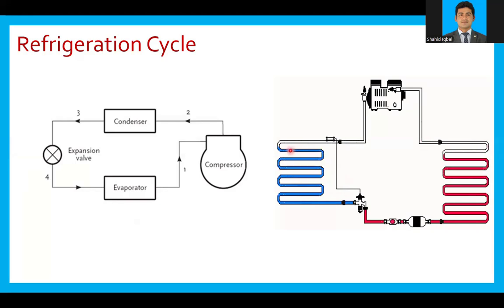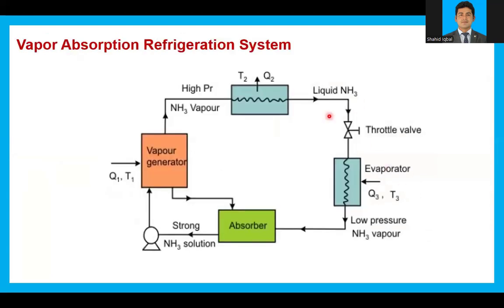So after evaporation, the refrigerant returns to the compressor and the cycle repeats. There is the vapor absorption refrigeration system. So जैसे कि हमने पहले डिस्कस किया कि वेपर कंप्रेशन रेफ्रिजरेशन सिस्टम में जो कंप्रेशन का काम कंप्रेसर कर रहा है उसकी रिप्लेसमेंट यहाँ पे होती है इन द फॉर्म ऑफ एब्जॉर्बर.